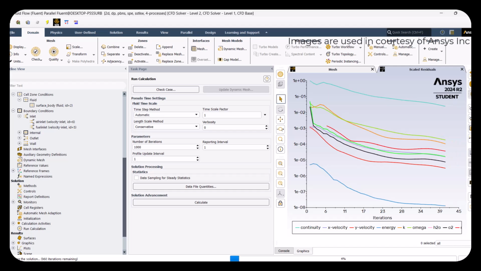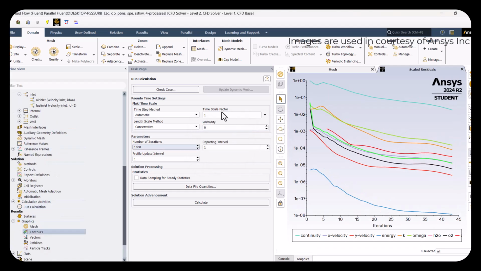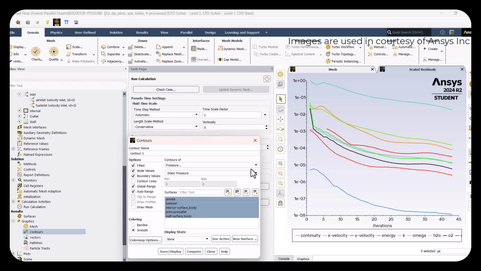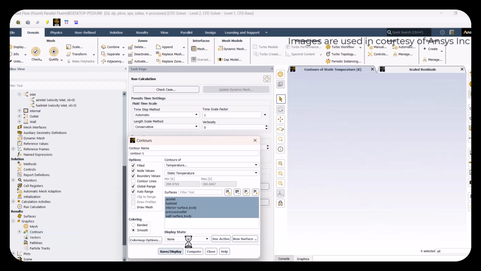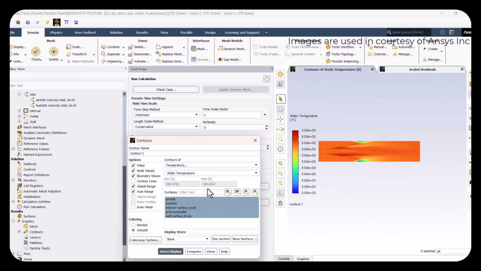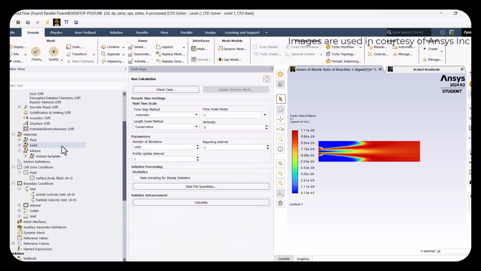I'll just stop here. Now you can see there is not much reaction rate, so that's the reason why there is no change in temperature, even though it is an exothermic reaction. I can show you the reaction rates also. It's very low, 1 to the power minus 28, right?